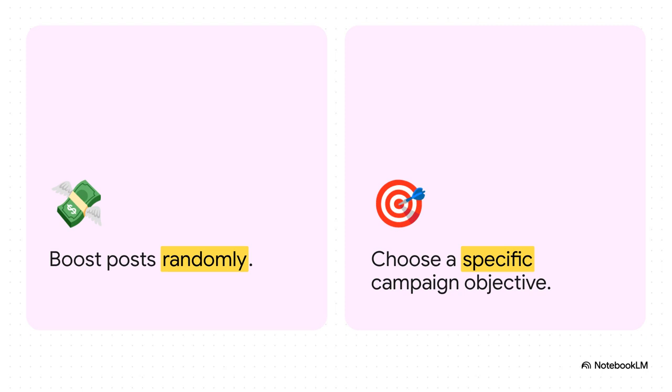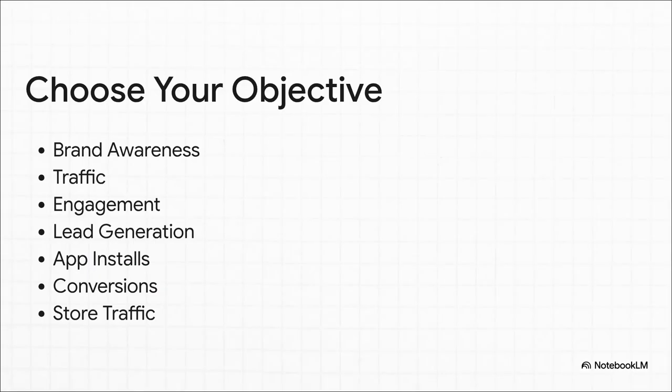They tell Facebook exactly what success looks like by picking a specific campaign objective from the get-go. And look, this single choice, it's not just some box you check. It literally dictates everything that happens next. It tells Facebook's algorithm who to show your ad to, how to optimize it, and even how you get charged. You want sales? Pick conversions. You want leads? Pick lead generation. Get this right and you're already miles ahead of the competition.